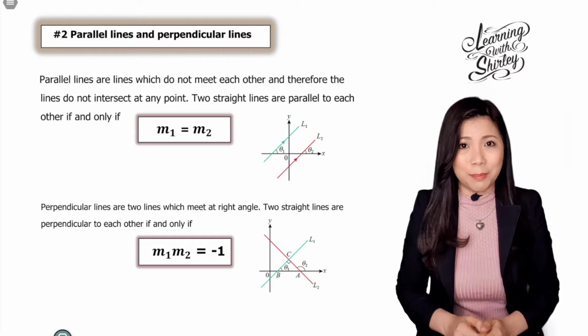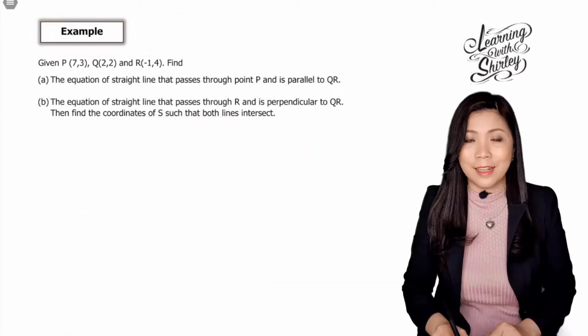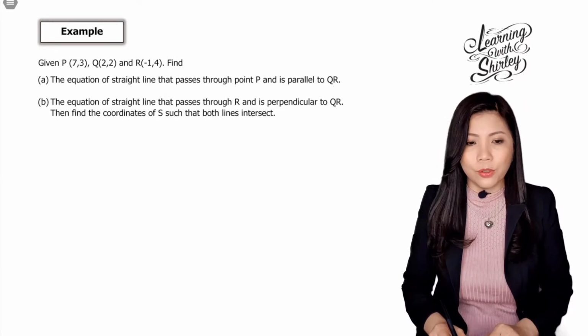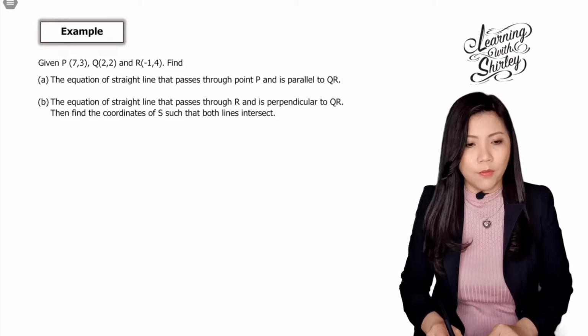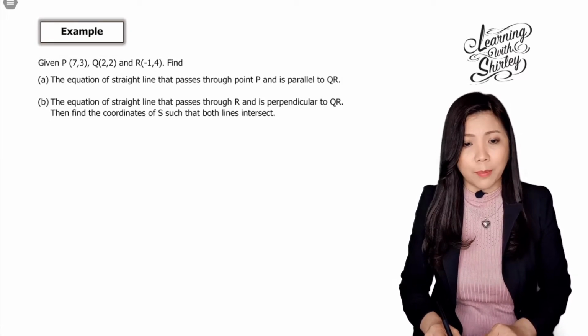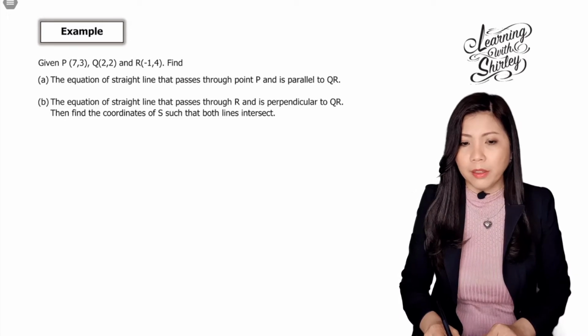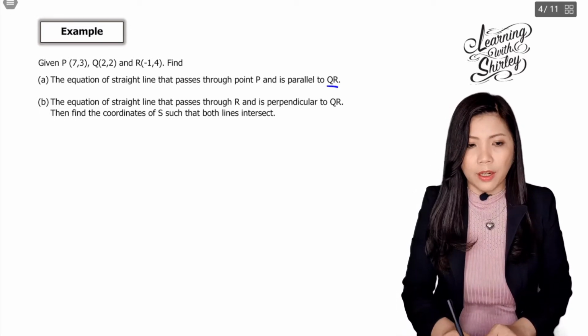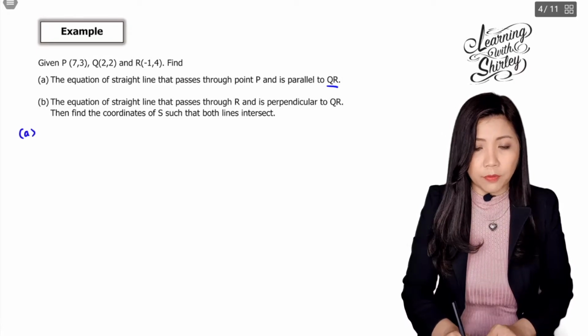Let's look at the following example. Given P(7, 3), Q(2, 2), and R(-1, 4), find A, the equation of the straight line that passes through point P and is parallel to QR. So which means that we have to find what is the gradient of QR. So let's find the gradient of QR first.